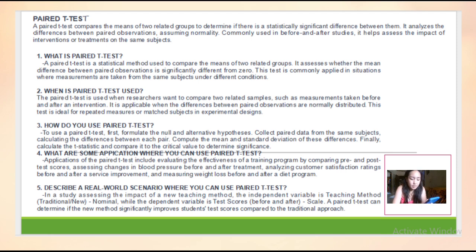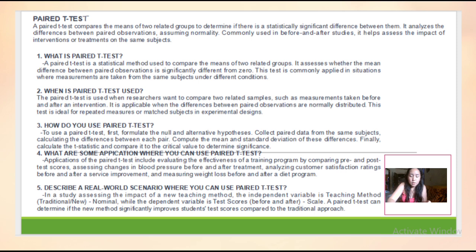Paired t-test. A paired t-test compares the means of two related groups to determine if there is a statistically significant difference between them. It analyzes the difference between paired observations, assuming normality, commonly used in before and after studies. It helps assess the impact of the intervention or treatment on the same subject.